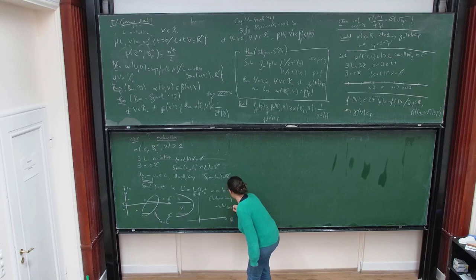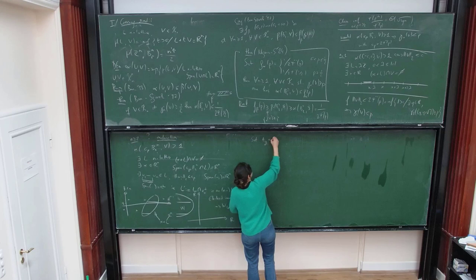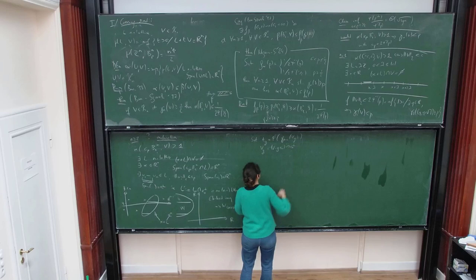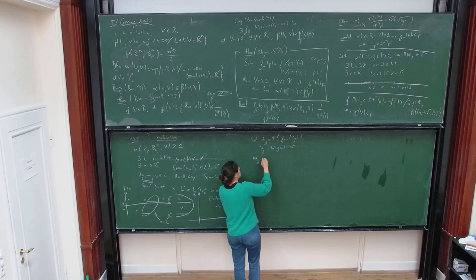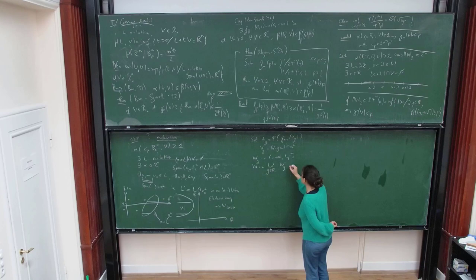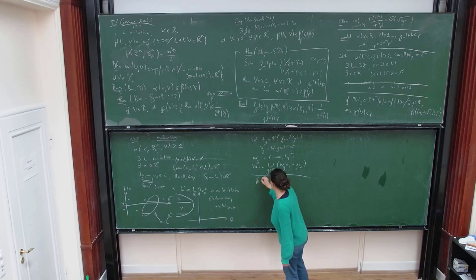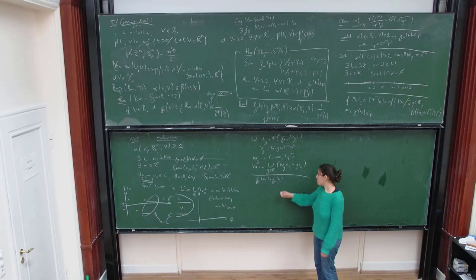So maybe let me write the definition of W. Vy is the projection of the section, and Wy is this thing, and W is the union of Wy. So, by definition of W, it has the same measure as the initial set V. So what we need to prove is that this has measure less than V.